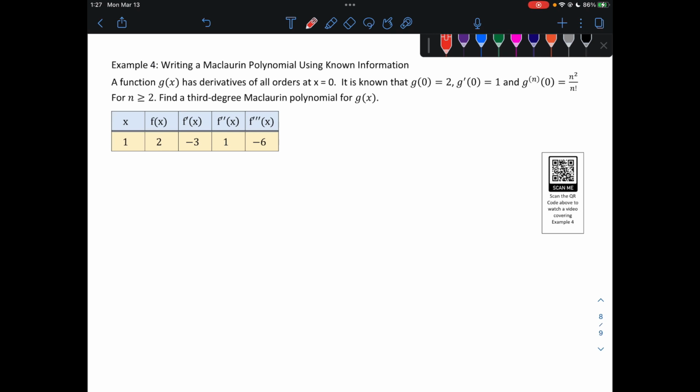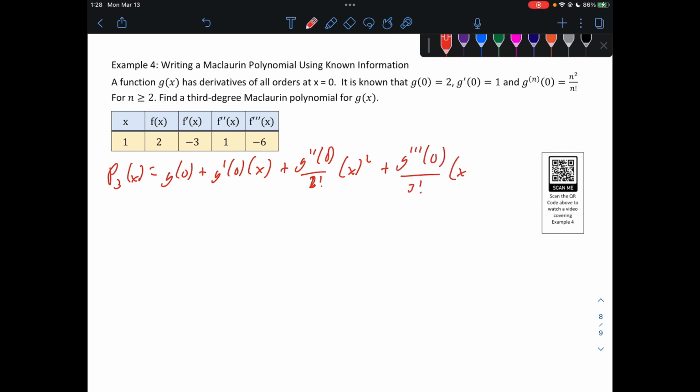So I'm going to start by writing a third degree Maclaurin polynomial's basic form here. P3 of x is going to be g of 0 plus g prime of 0 times x minus 0, or just x, plus g double prime of 0 over 2 factorial times x squared, plus g triple prime of 0 over 3 factorial times x minus 0 cubed.